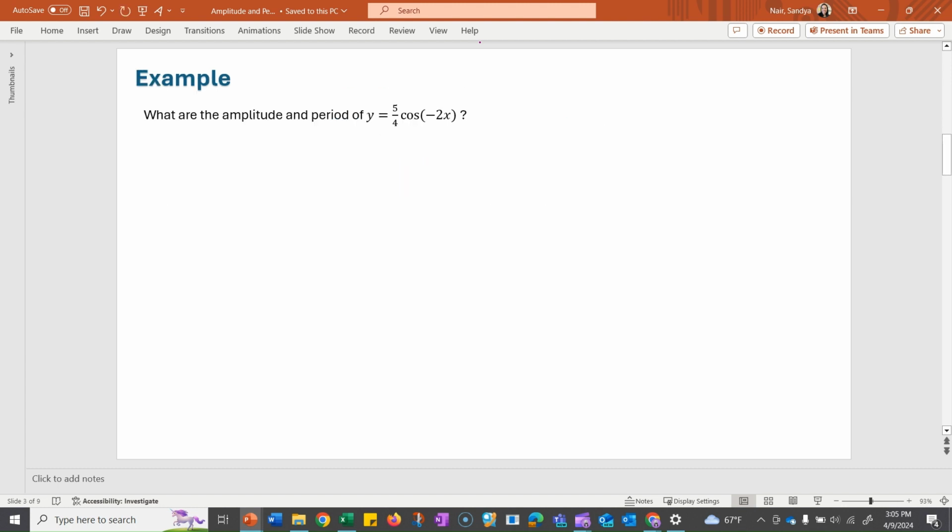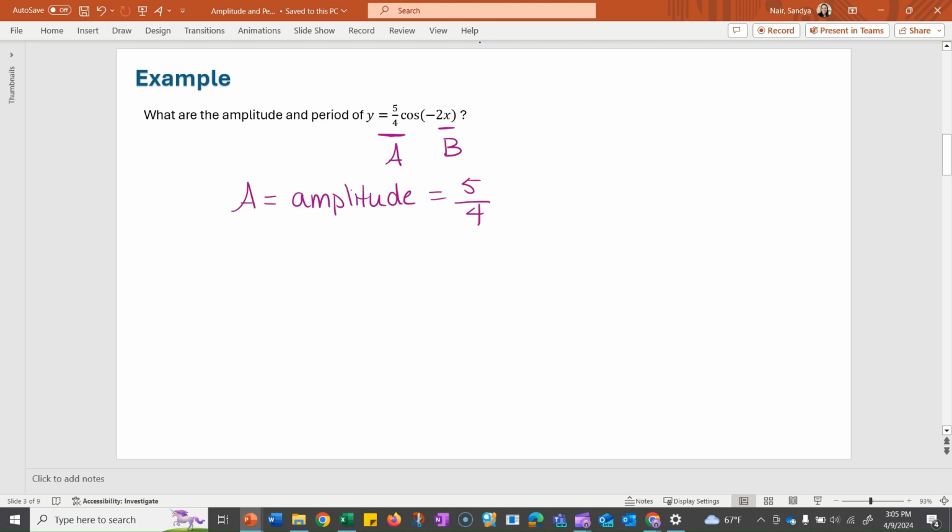So here it says, what are the amplitude and period of y equals 5 over 4 cosine negative 2x? We can see from this equation, we're given a value of a and we're given a value of b. So a is going to equal the amplitude. So we know that the amplitude is a, and that is equal to 5 over 4.